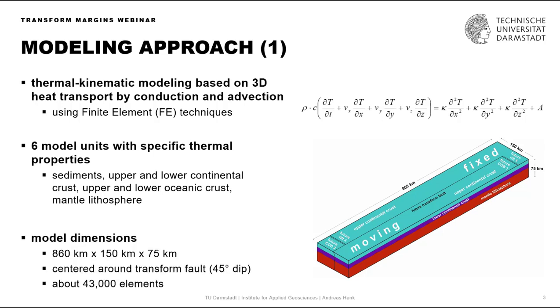The model geometry used in this study is inspired by the Romanche transform fault, which is a rather large structure with low spreading rates, which promotes the temperature effects we are interested in. Model dimensions are 860 kilometers by 150 kilometers and a thickness of 75 kilometers, and the entire model is centered around the transform fault. For the numerical simulations, this model geometry has been discretized in about 43,000 elements.